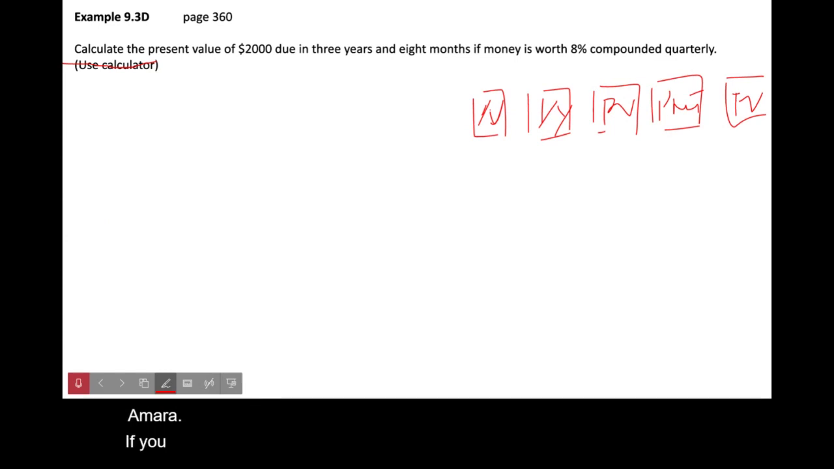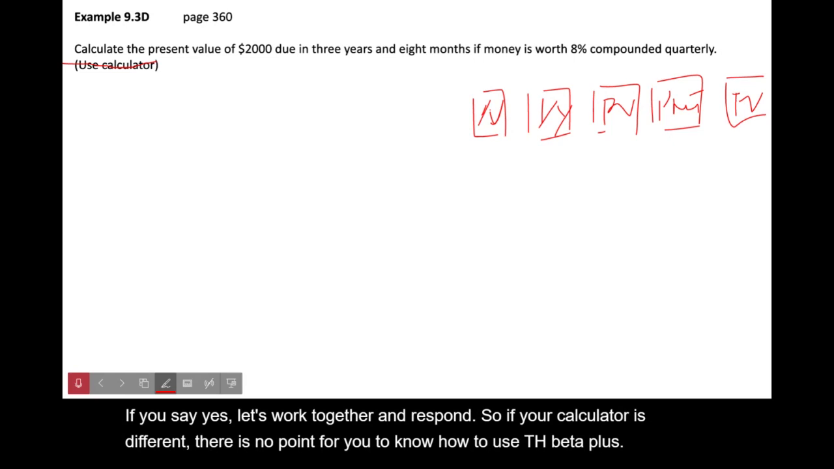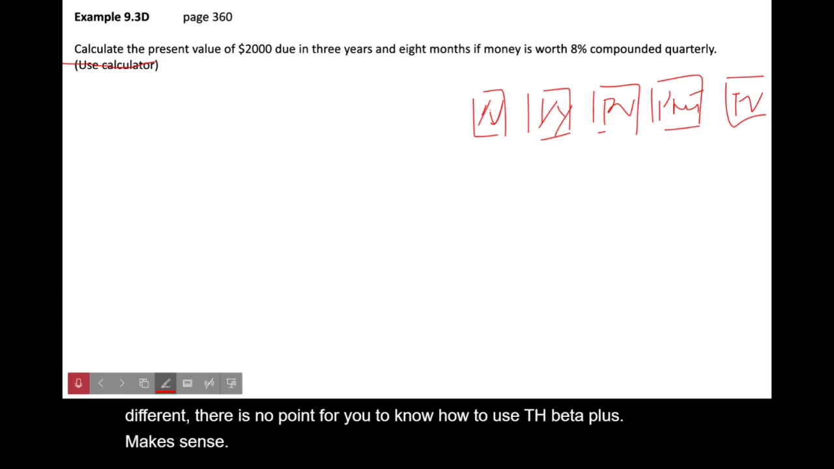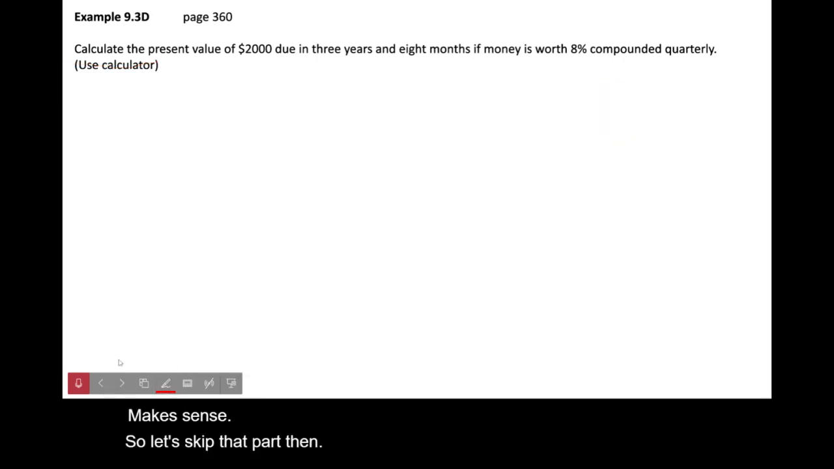If you say yes, let's work together and respond. Well, if your calculator is different, there is no point for you to know how to use BA2 plus. Make sense? Okay, so let's skip that part then. Okay, people.